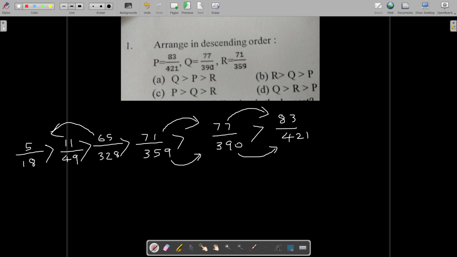B option is the right answer. R is greater than Q is greater than P is the right answer.